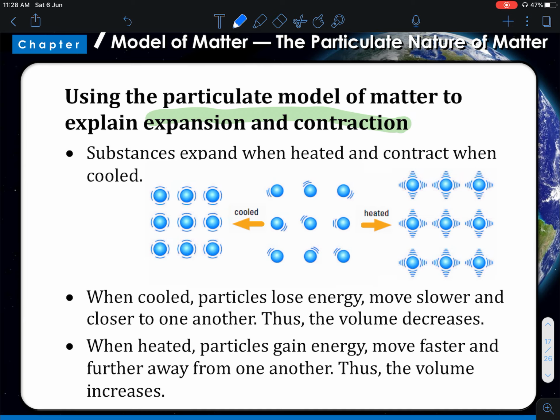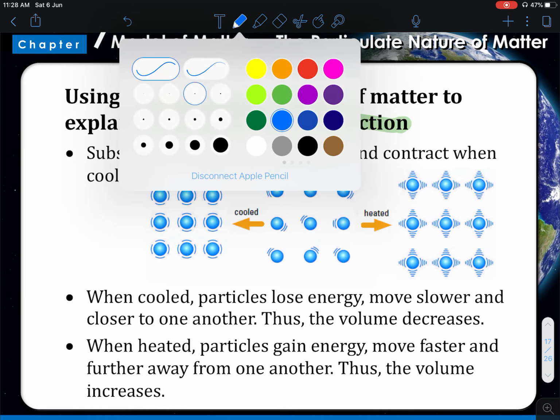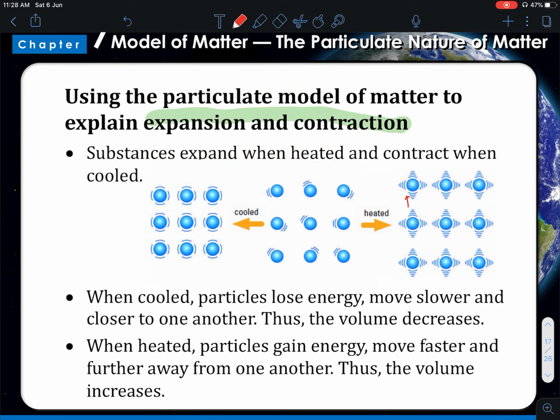Instead, during expansion, the particles vibrate even more and move further and further apart. That means the space increases, and that's why it gives you the visualization that the matter becomes bigger. It's not the size of the particle that grows bigger, it's the space that increases. And likewise, when you cool and contract, the spaces decrease.